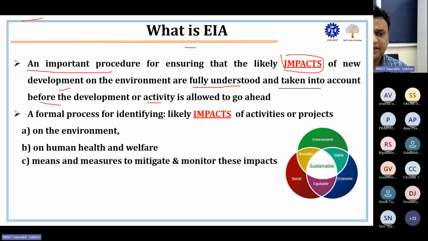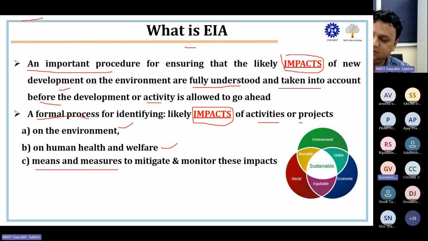Okay, and then the second definition is what? It is a formal process for identifying likely impacts of activities or different developmental projects, first on the environment, right? Then second on human health and welfare, and third means and measures to mitigate and monitor this impact. So there will be three parts only. First, I will see what is the impact on environment.